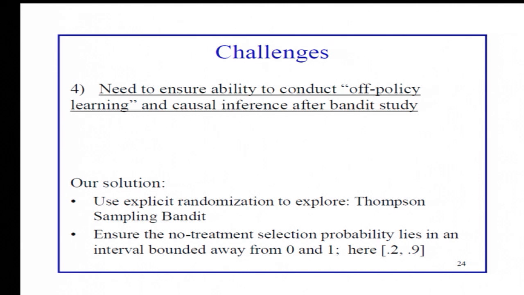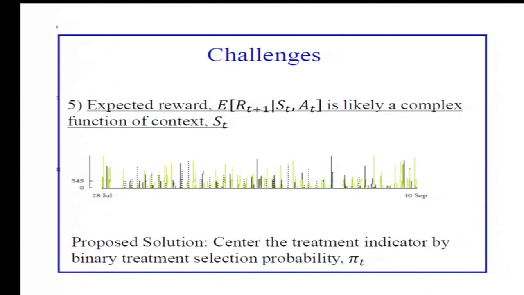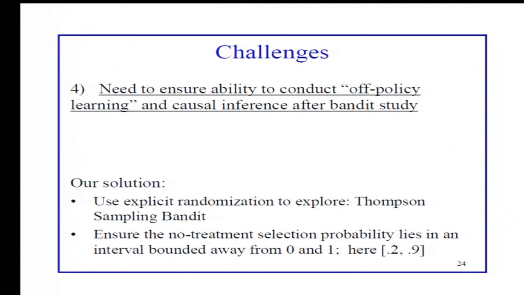Okay, great. So we have to ensure off-policy learning. We know we're going to want to do causal inference because we have to be able to run algorithms after the study's over that advance the behavioral science. So that's one of the reasons why we use Thompson sampling as compared to UCB. And we also force the probability of choosing no treatment, no push, to be between 0.2 and 0.9. So you always have a minimal amount of exploration here.